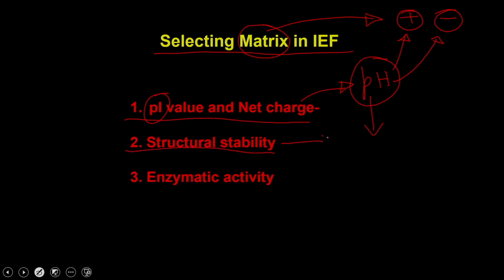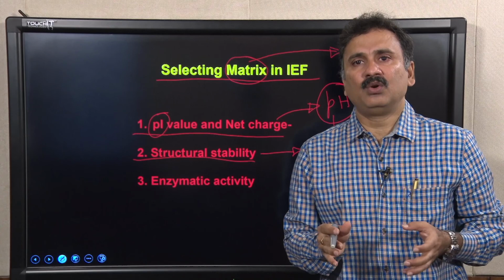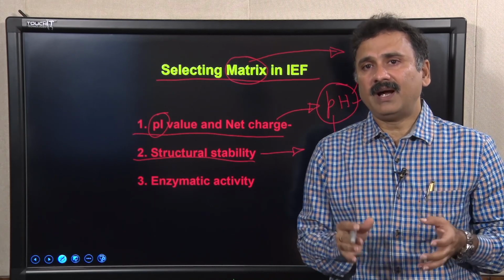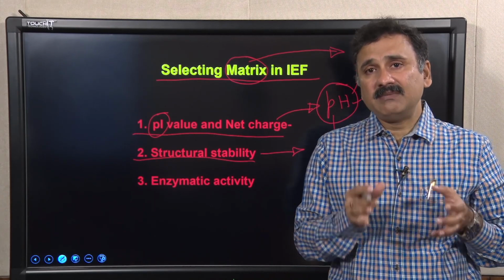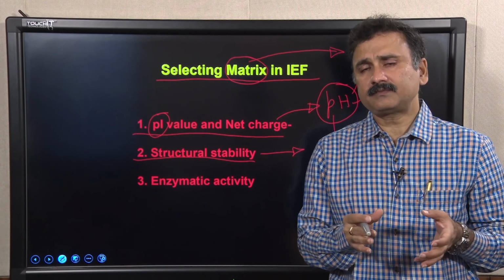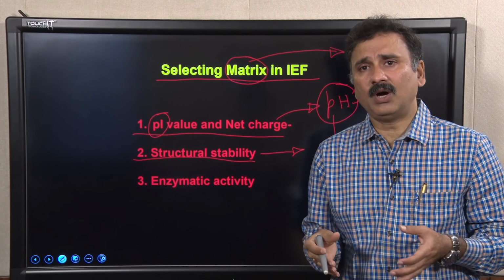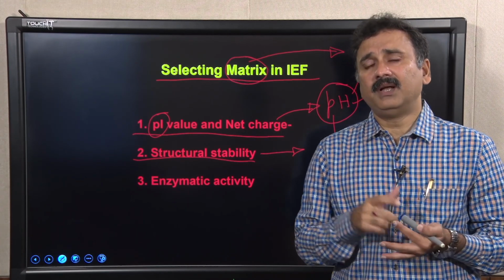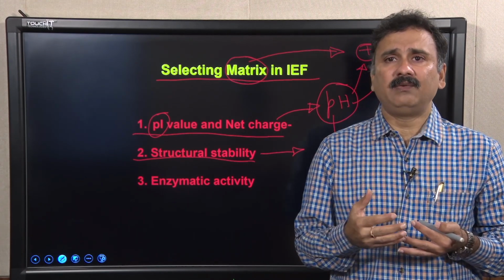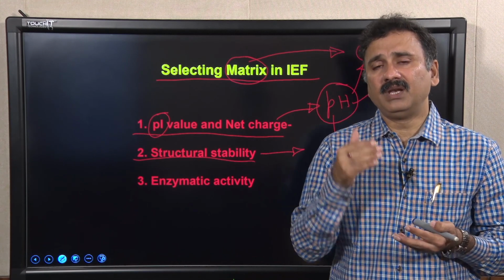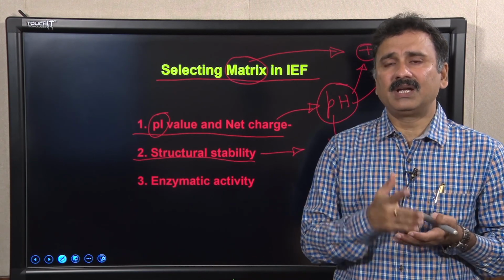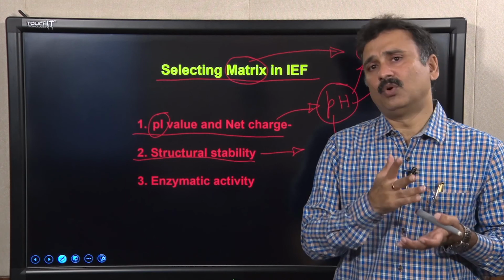The second thing is, once you have selected the pH, you also have to decide whether this particular pH is going to affect the structural stability, because the ultimate goal of any chromatography technique is to purify a protein which is three dimensionally stable, which should have its native conformation as much as possible, because the ultimate goal is to purify the functionally active, three dimensionally native proteins.